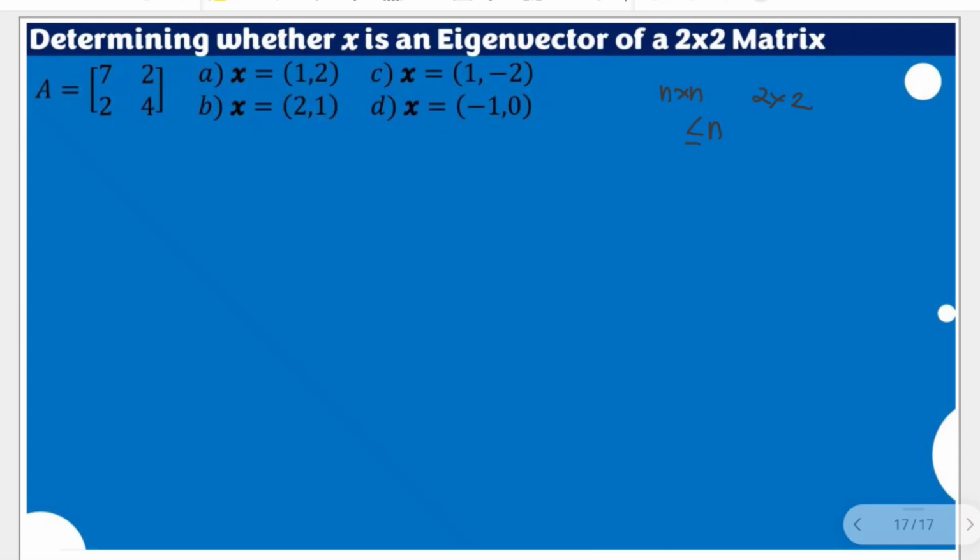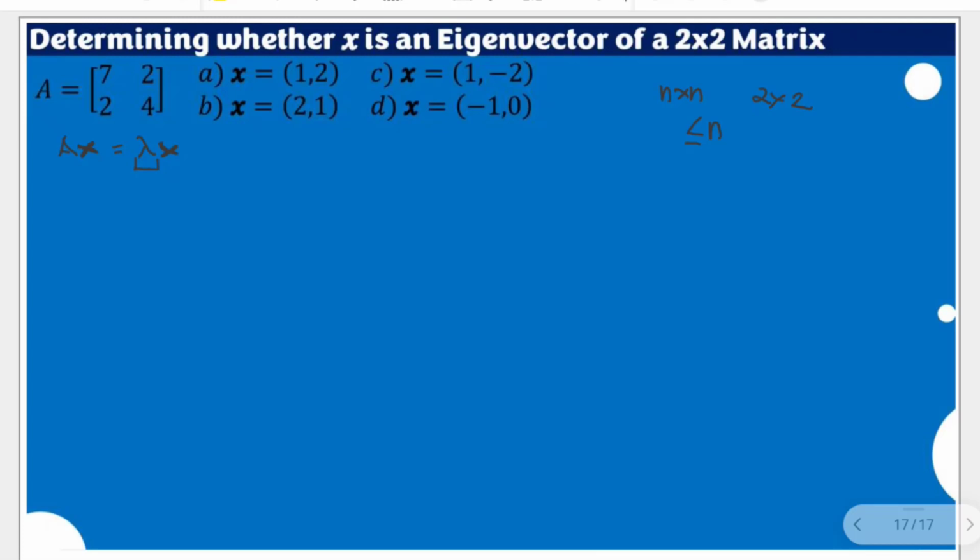For us to be able to identify which of these 4, we're going to examine all of these 4 in this manner. We have A x, the product of your matrix A and any of these x vectors, must be equal to lambda x. And if there exists a specific lambda for a specific vector here, that would mean that is the eigenvector, together with its corresponding eigenvalue, the lambda, for this 2 by 2 matrix. So let's do it like this.